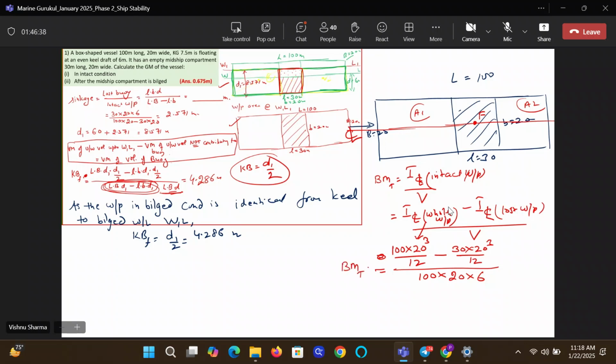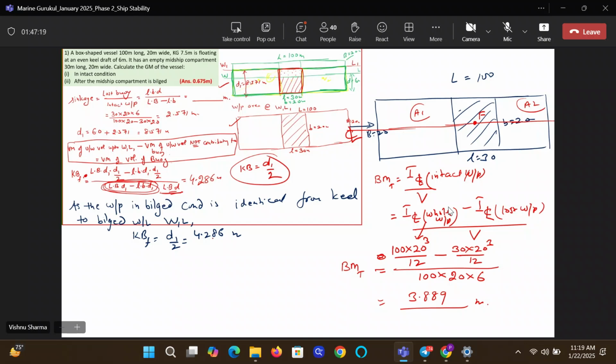What is the volume of displacement of the intact ship? 100 into 20 into 6, right? And displacement has not changed. Correct? And how much is the BMT you get then? If you have not understood, let me know. 46.66, sir. 46 will not come, beta. It is 3.889. You have done something else. I don't know what you have done.